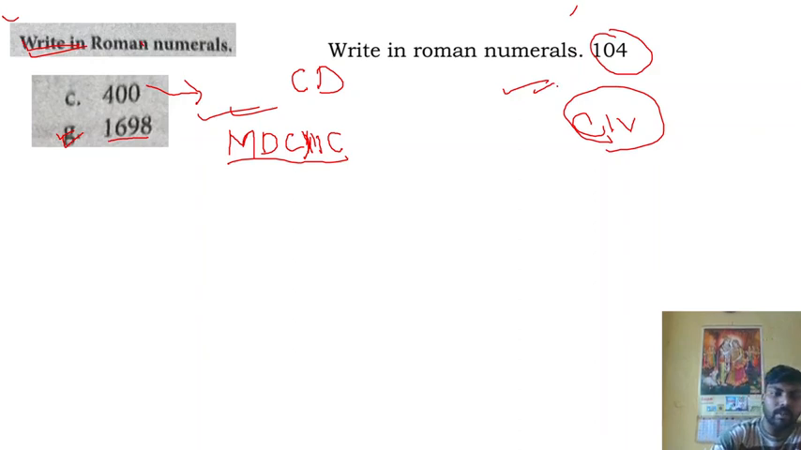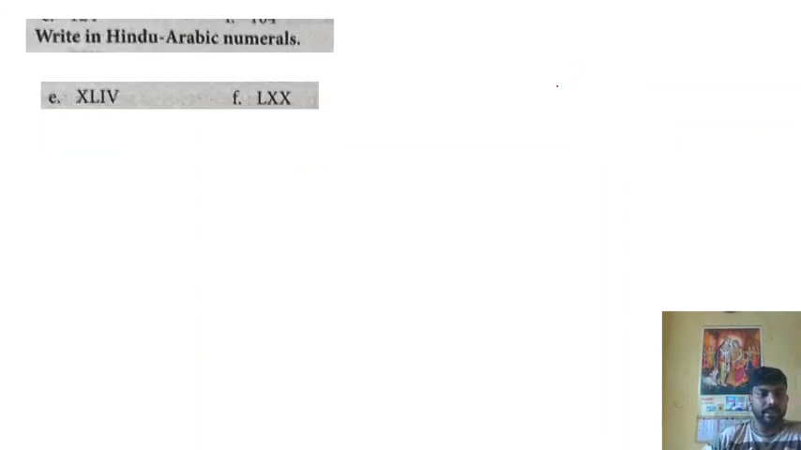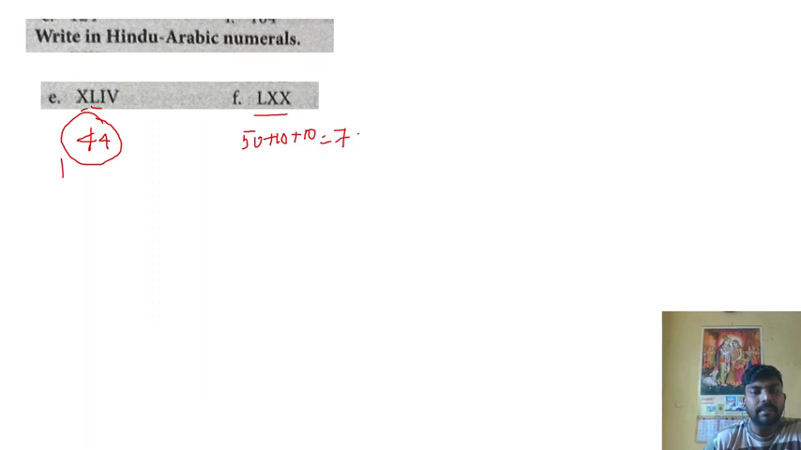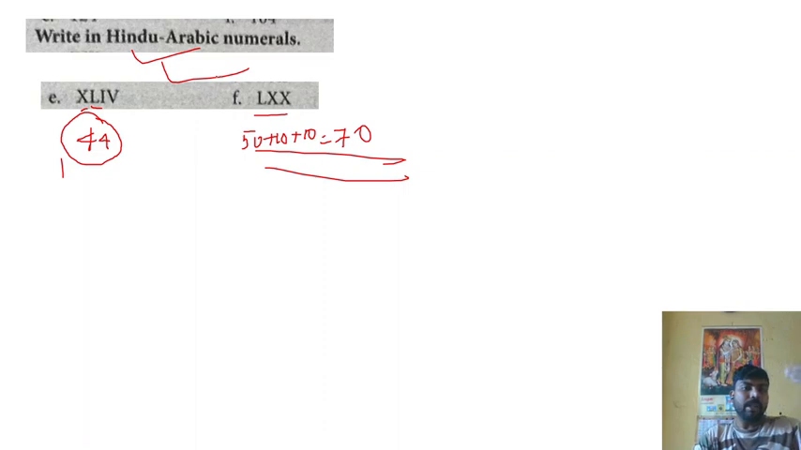Okay. Next, moving to the next part, write the Hindu Arabic numerals. So what we can see, 50 minus 10 is 40, 40 plus 4, it is 44. We are getting 44. Now what we are getting here, 50 plus 10 plus 10, that is 70. We are getting 70. So by this way we can convert any Roman numeral to Hindu Arabic numerals, or convert Hindu Arabic numerals to Roman numerals. I hope you understand this part.